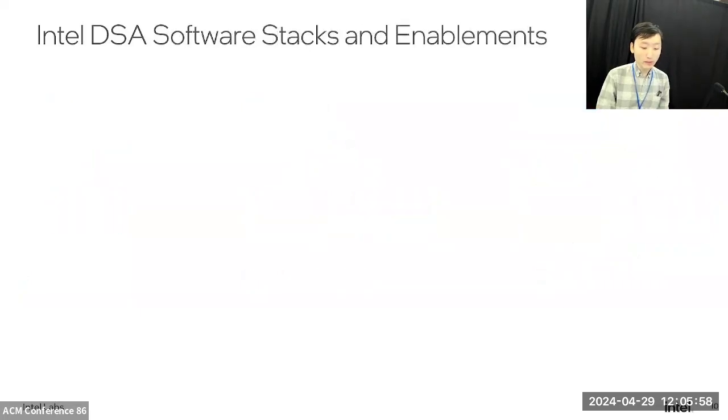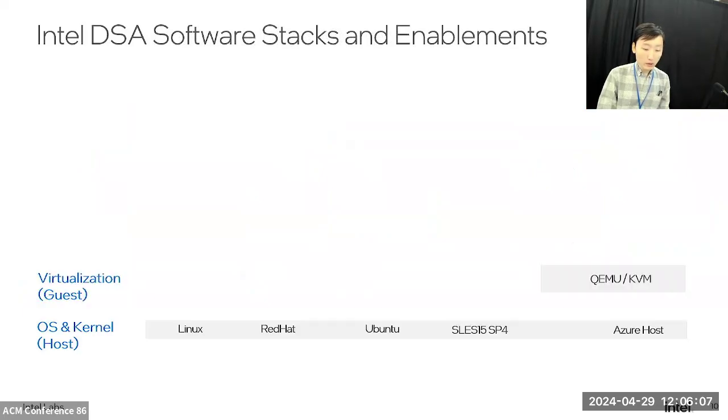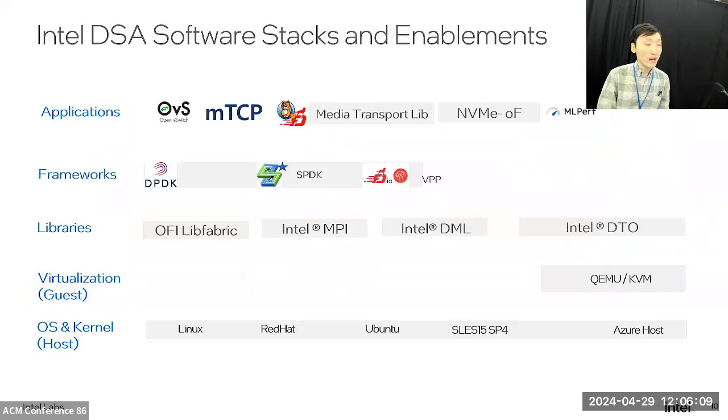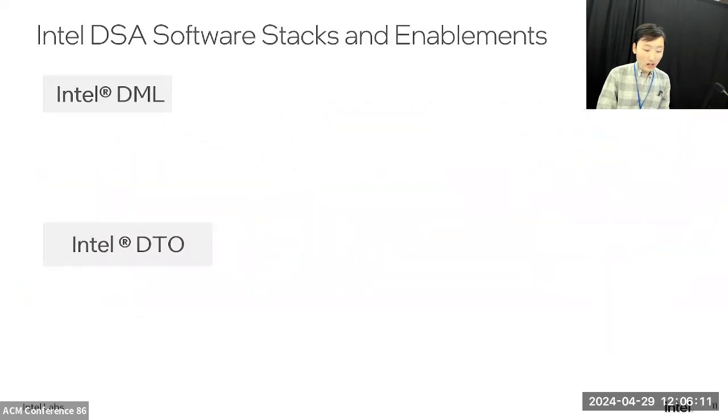Regarding the software enablement, collaborating with the open source communities, we've built a rich DSA ecosystem all the way from OS, VMM, libraries, frameworks to upper level applications. And here, I want to highlight two libraries that facilitate DSA's adoption in applications. They are DML and DTO.